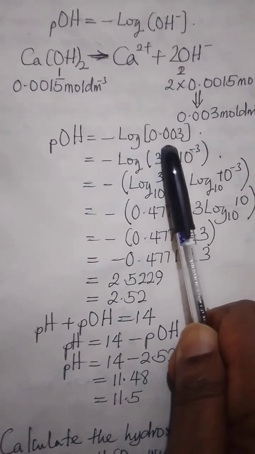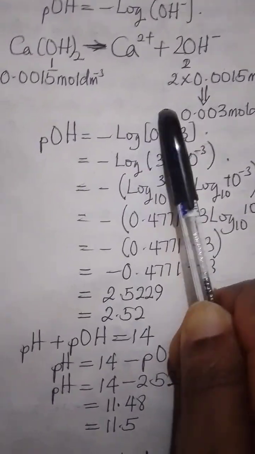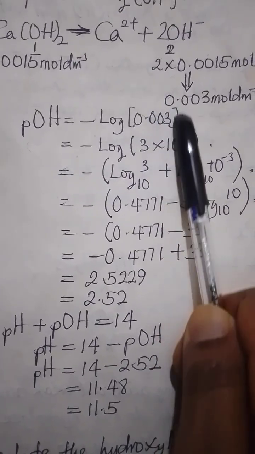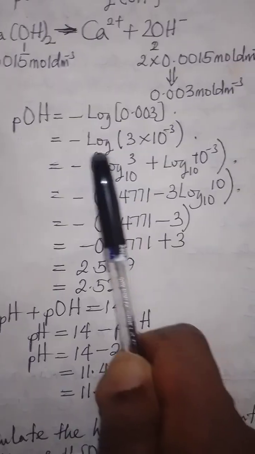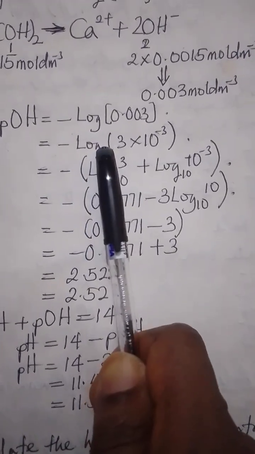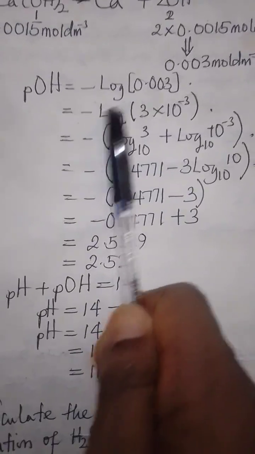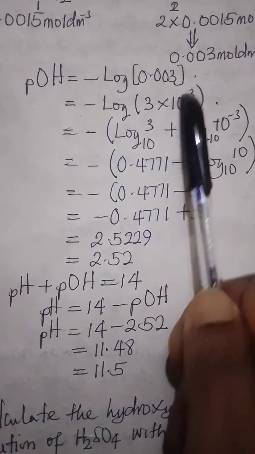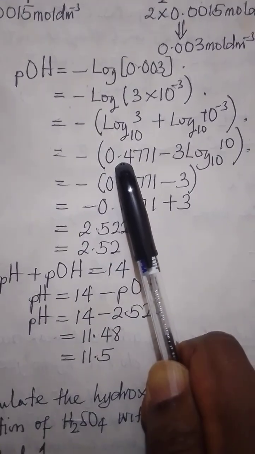Okay, converting this again to standard form, that will give us 3 times 10 to the power minus 3. Applying the law of indices, leaving the minus sign outside. Multiplication in indices is addition, so just break it down. That will be log 3 base 10 plus log 10 to the power minus 3 base 10. Of course, log 3 base 10 is 0.477.